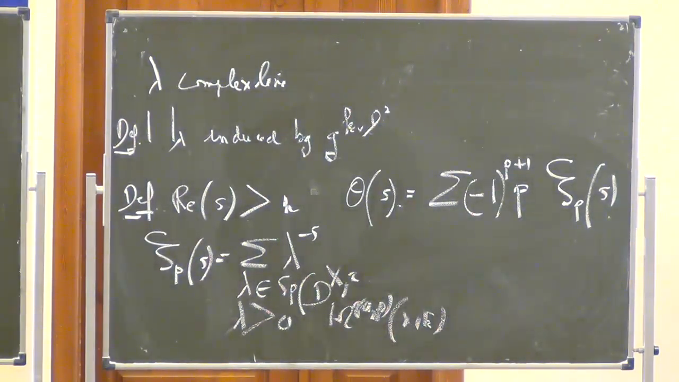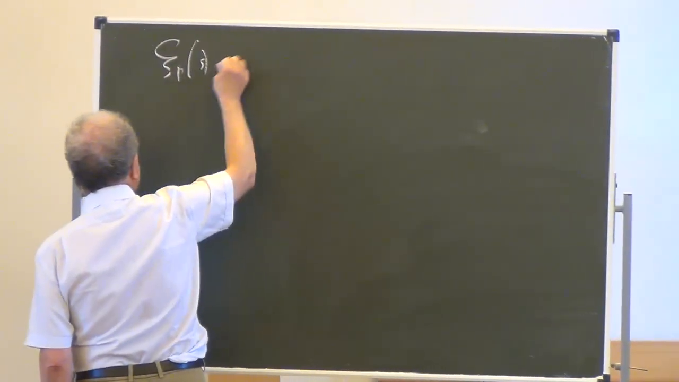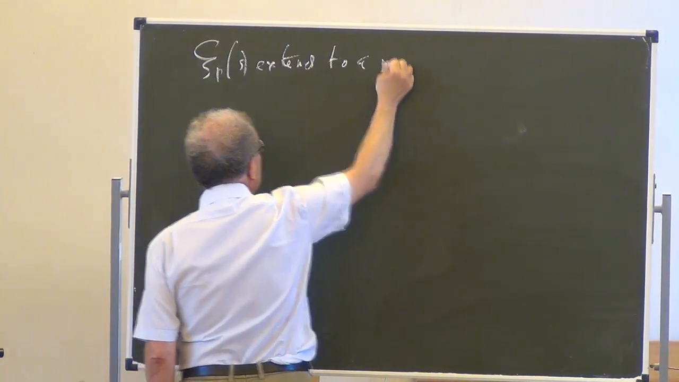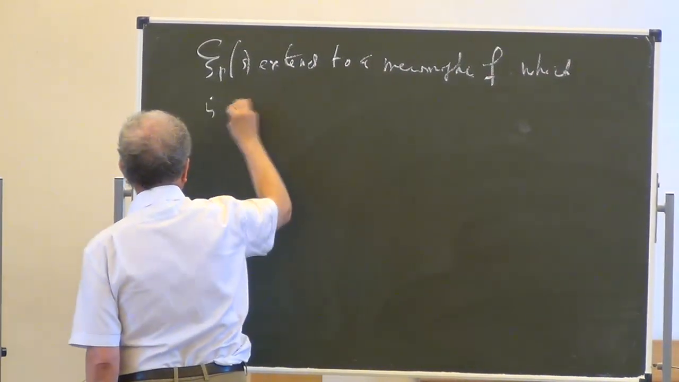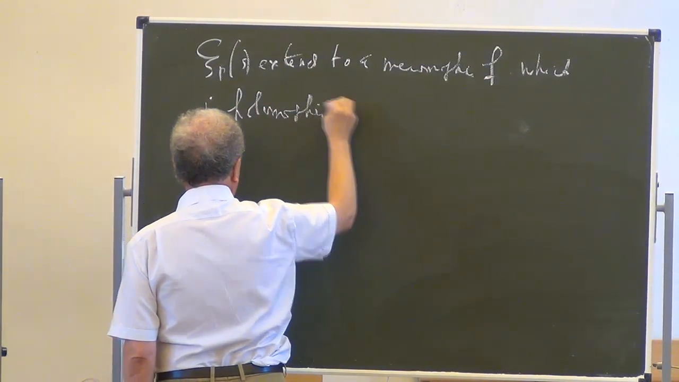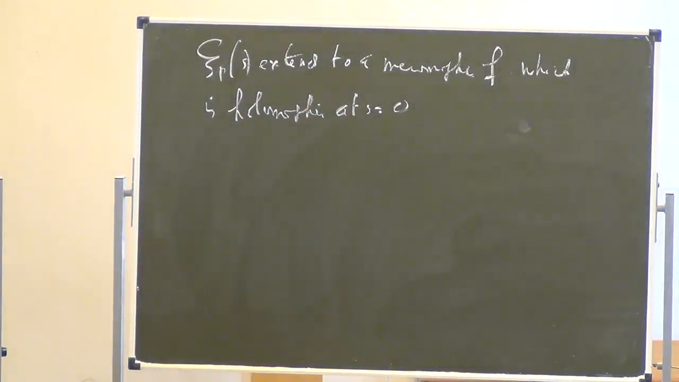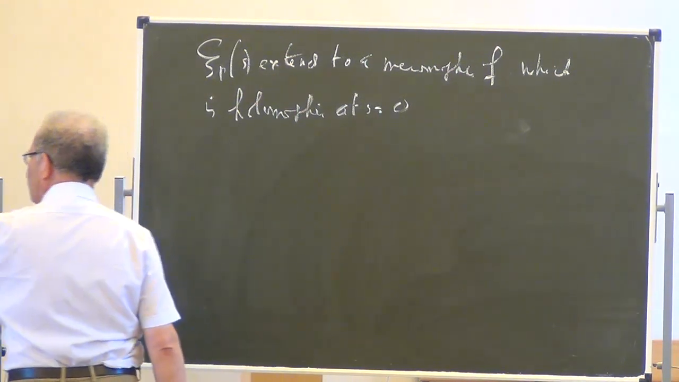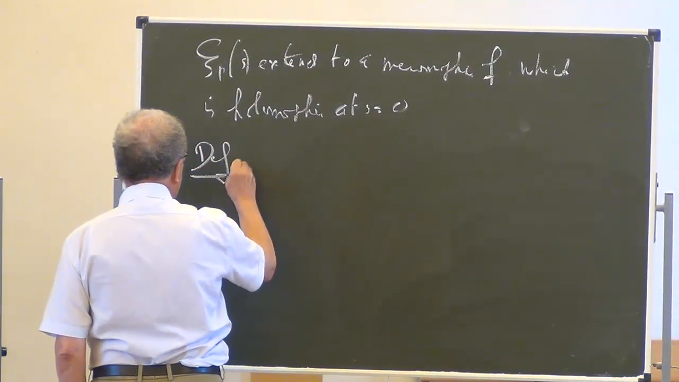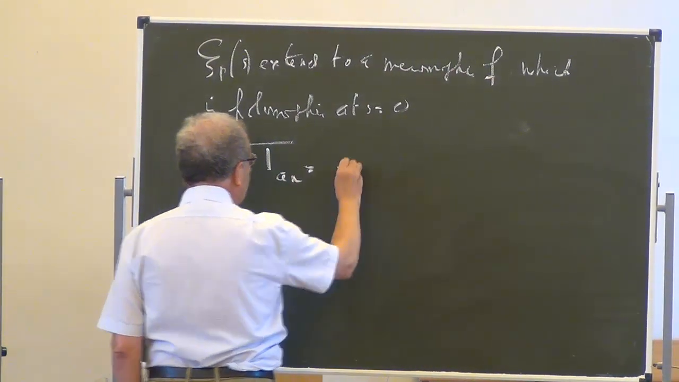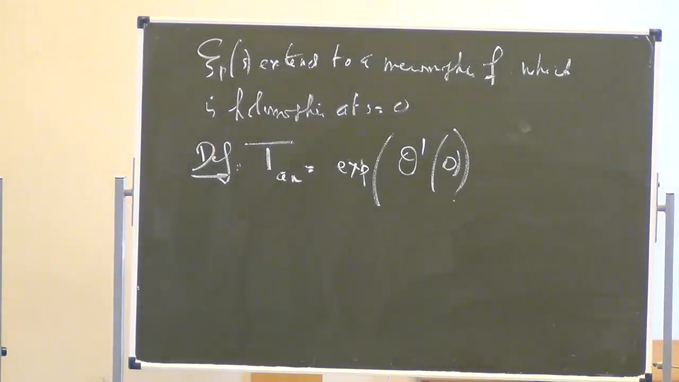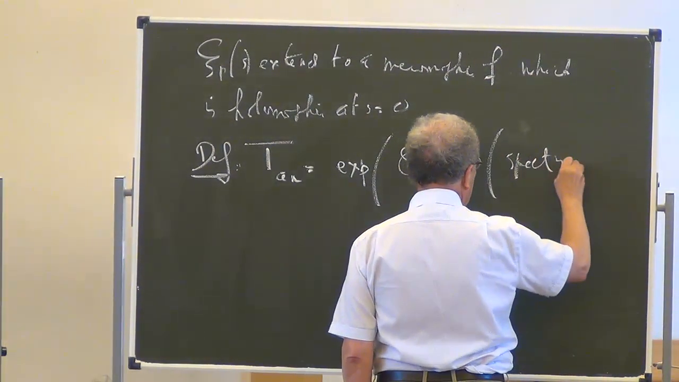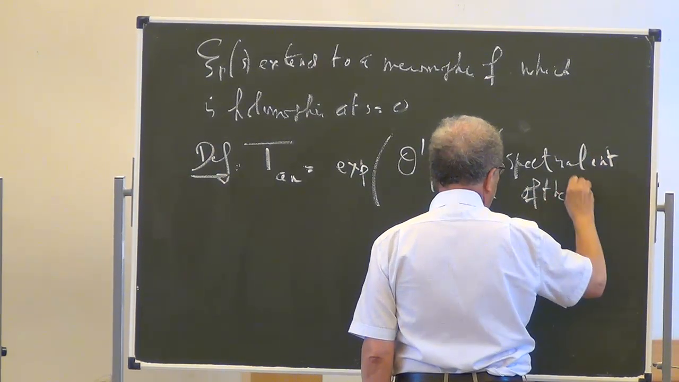So this is the so-called zeta function, and it's well known that ζ_p(s) extends to a meromorphic function which is holomorphic at s = 0. So in particular, θ(s) is holomorphic at s = 0, and by definition we define the analytic torsion τ to be equal to the exponential of θ'(0). So this is a spectral invariant of the Laplacian D^2.